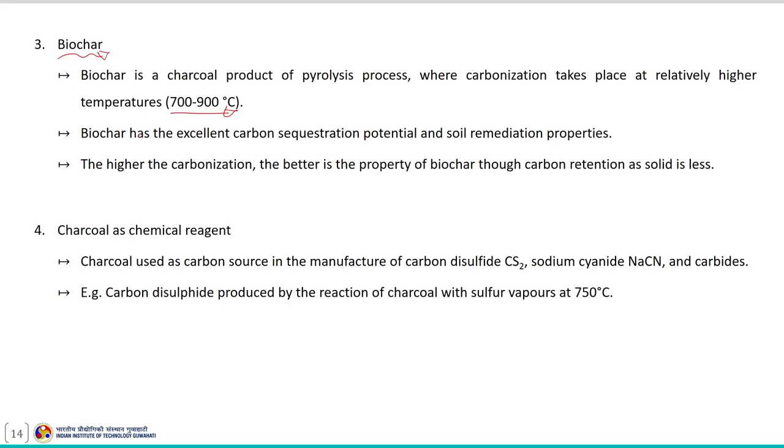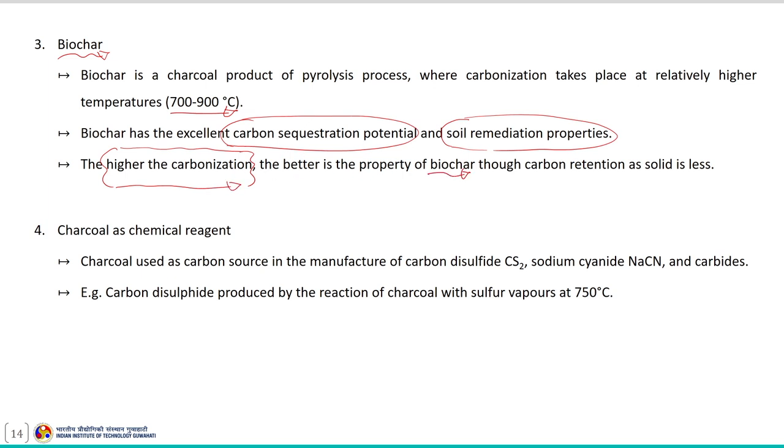Similarly, biochar is a charcoal produced by the pyrolysis process, but here the process is carried out at a relatively higher temperature, and the temperature range in the case of the pyrolysis process is shown here, between 700 to 900 degree C. And this biochar has an excellent carbon sequestration potential, and also it has soil remediation properties. The higher the level of carbonization, as we discussed about the carbonization processes, the better is the property of the biochar.